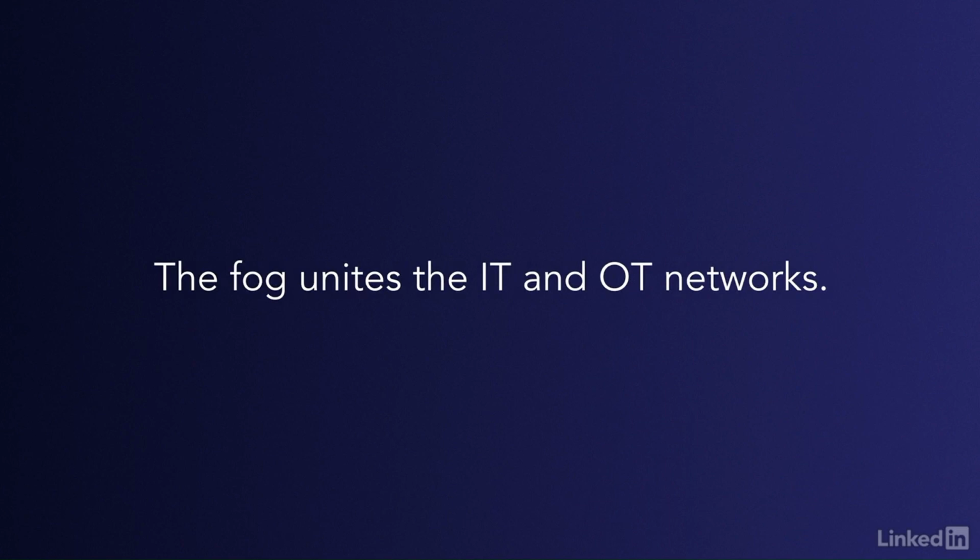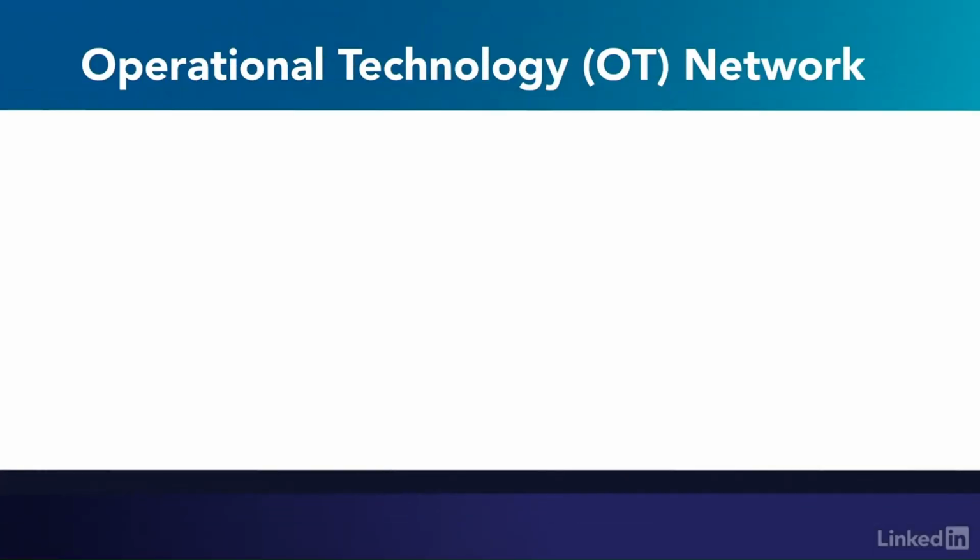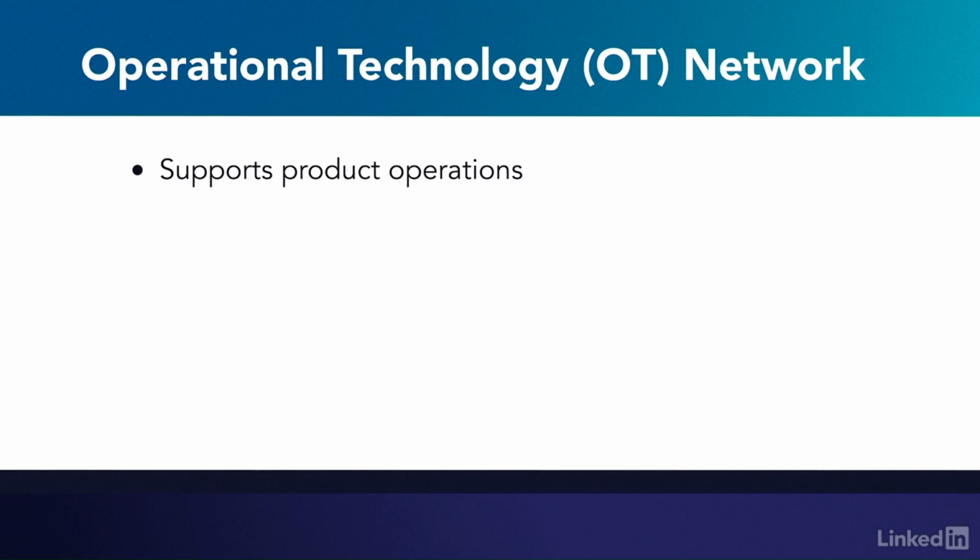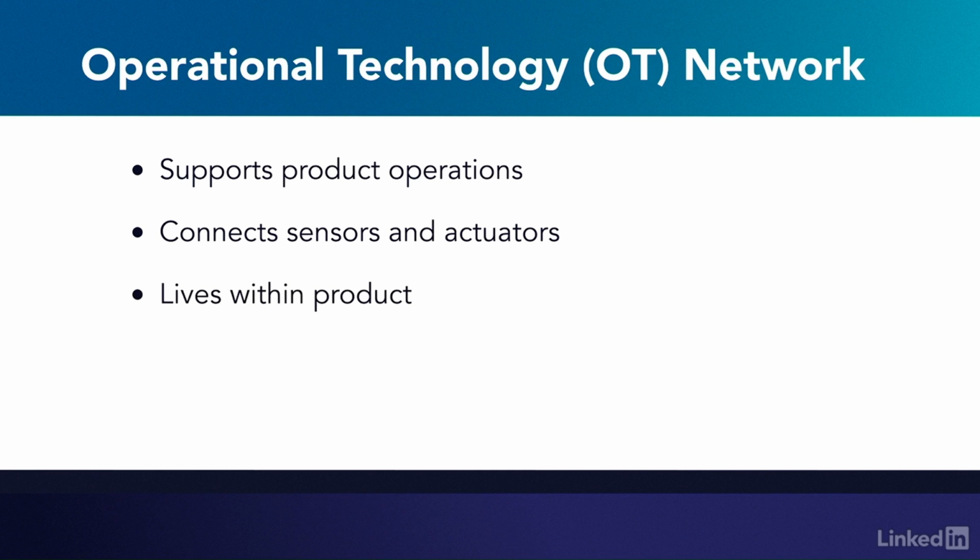Its main job is to move data from the sensors to the backhaul that takes it up to the internet. The OT network is operational specific. It supports the product or the company's operations. These networks have grown individually to support the various industries in which they're found. Their job is to connect the sensors and the actuators. However, they are usually proprietary. These networks are generally in the product itself.